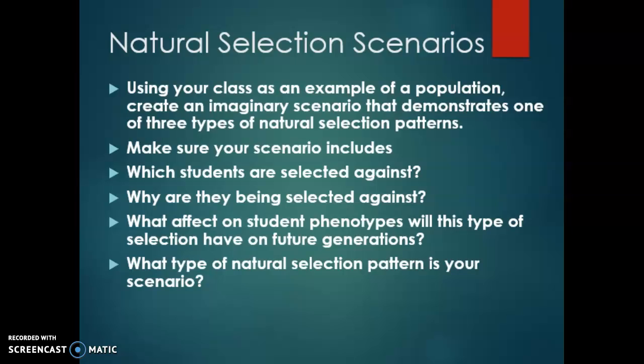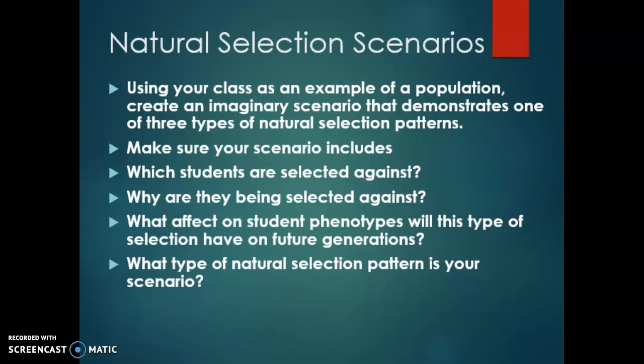For today's lesson, I would like you to try to think of some imaginary scenario that demonstrates one of the three types of natural selection patterns that we talked about yesterday. That's directional selection, stabilizing selection, and disruptive selection. Now, in this scenario, you're going to be using your classmates as the example population.